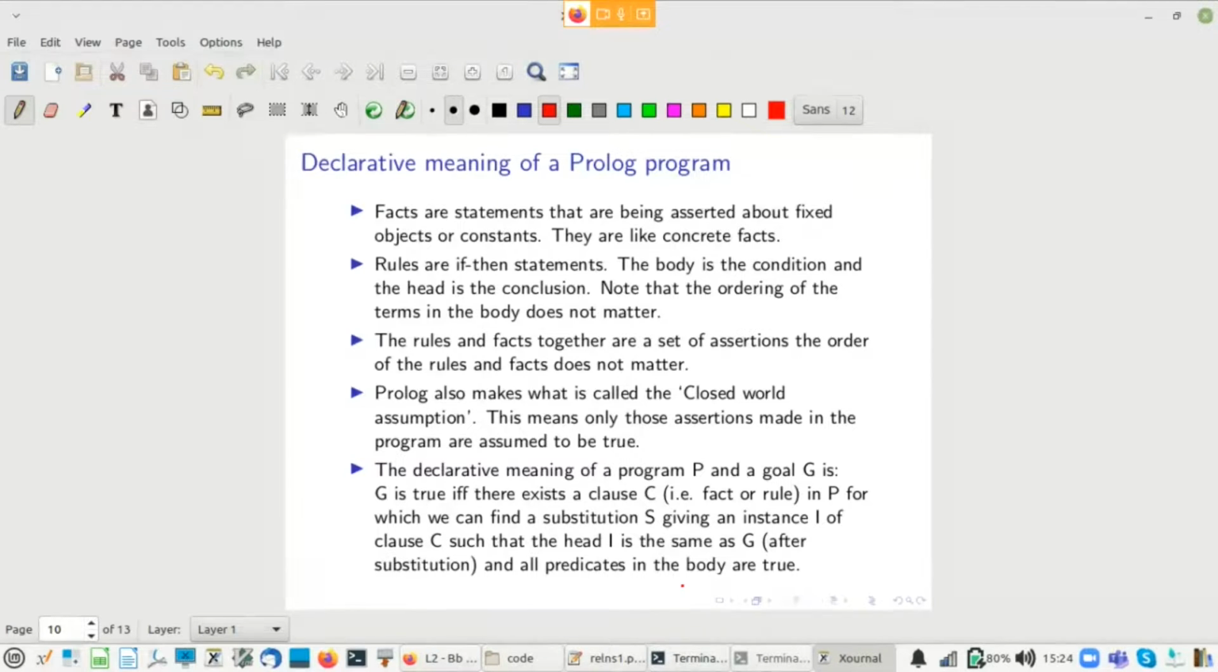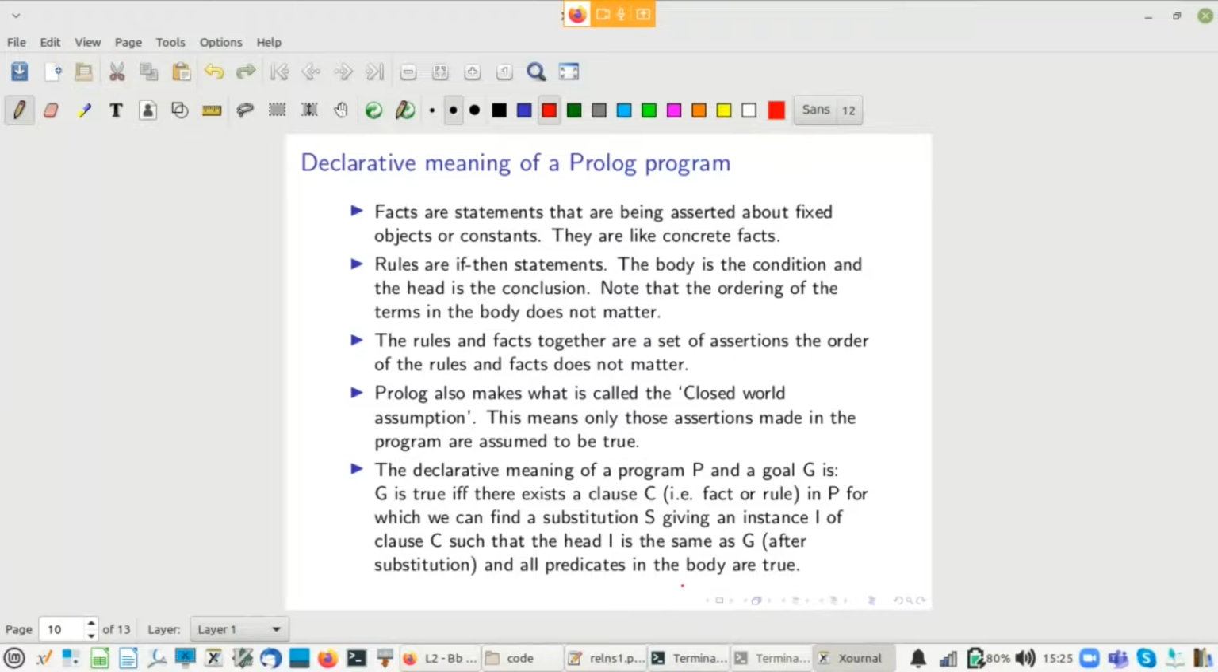Right? The other thing that is important is Prolog makes what is called the closed world assumption, which means that only what is given there is assumed to be true. You can't say anything about something that is not asserted. So it's called the closed world assumption. So only the assertions made in the program P are assumed to be true.